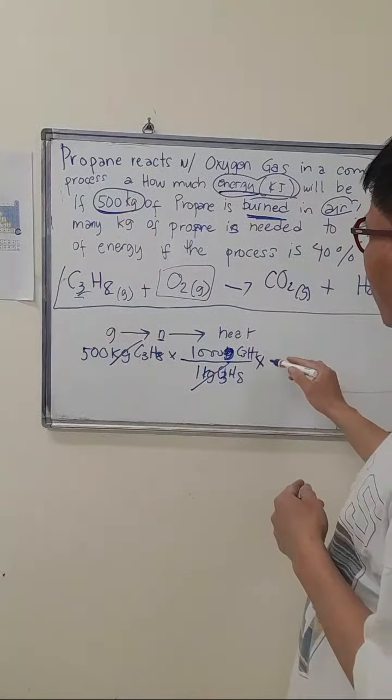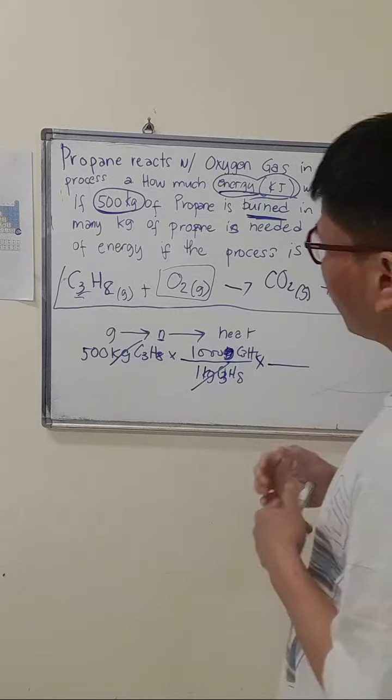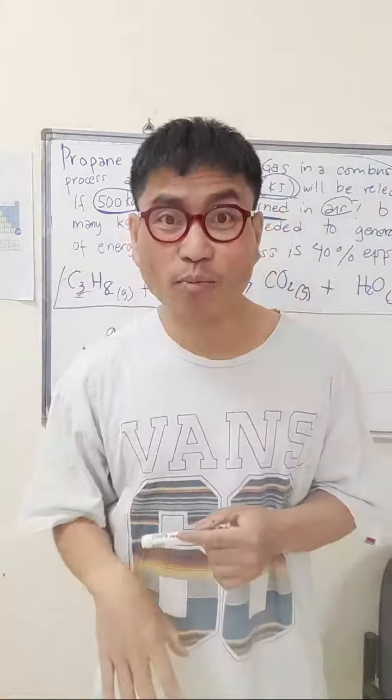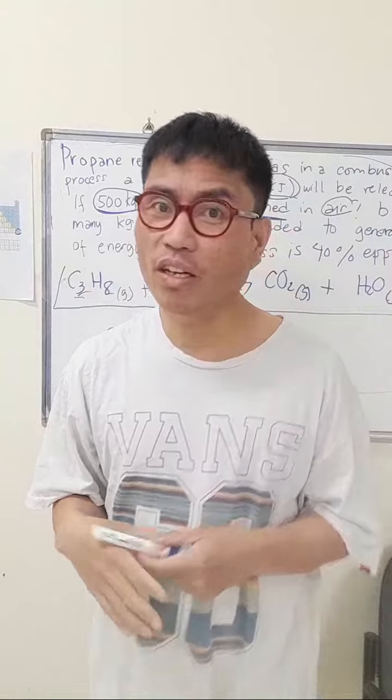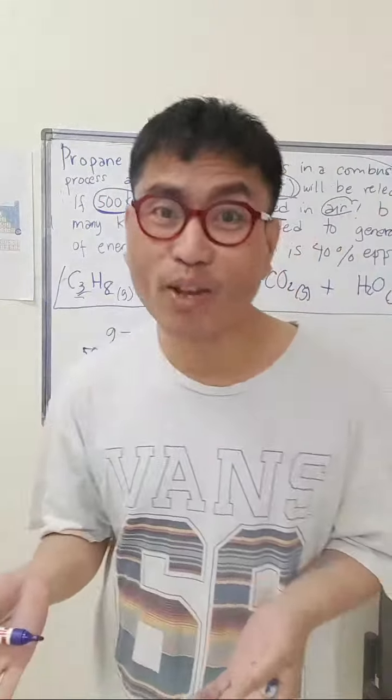Okay, so 1,000 grams of propane. Since the molecular weight of propane is not given in the problem, we will be the one to compute it. So it's going to be 3, and then you will also need to know the atomic weight.